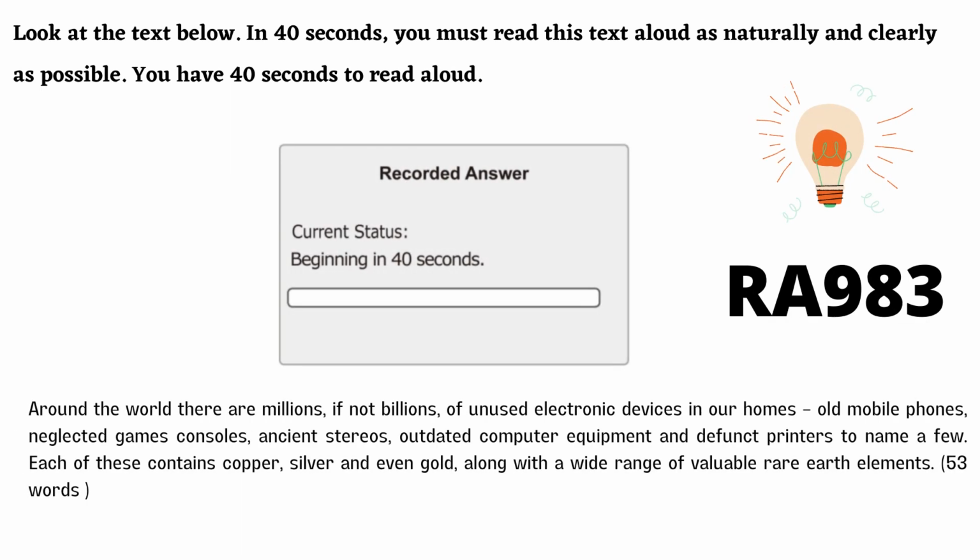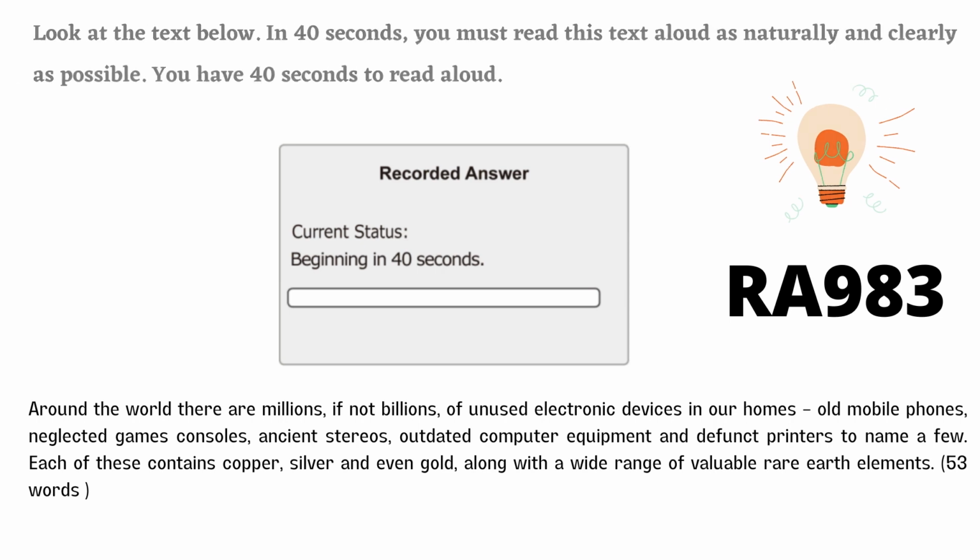Around the world there are millions, if not billions, of unused electronic devices in our homes, old mobile phones, neglected games consoles, ancient stereos, outdated computer equipment and defunct printers to name a few. Each of these contains copper, silver and even gold, along with a wide range of valuable rare earth elements.